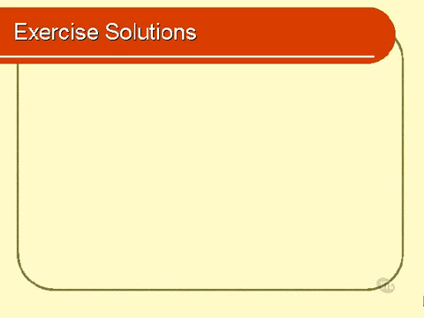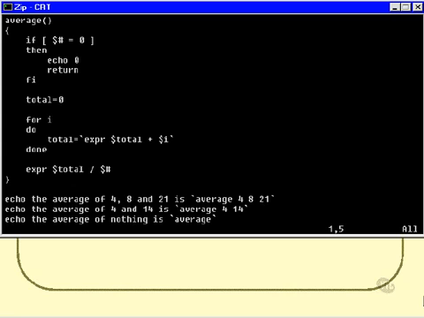Here are the solutions to the exercises in Chapter 8. Firstly, the average function. Okay, so here's the start of the function. Now the very first thing we have to do is test whether they supplied any parameters at all.